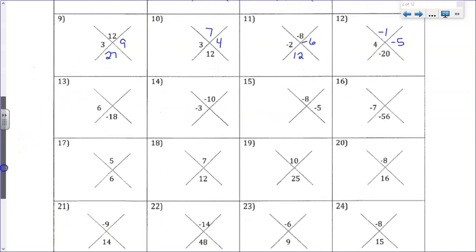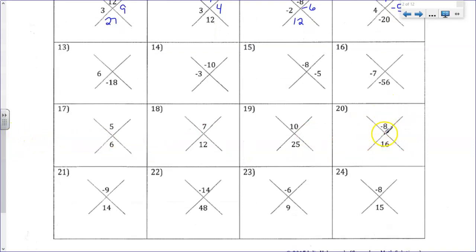Okay, let's look at one more. Down through here, let's see if there's one. Okay, so let's look at this one here. Okay, so 16. You may think, oh, that's 8 and 2. Okay, 8 times 2 is 16, but is 8 plus 2 8? No. Is 8 minus 2 8? No. So then we have to ask, what are other factors of 16 that will give me 8?